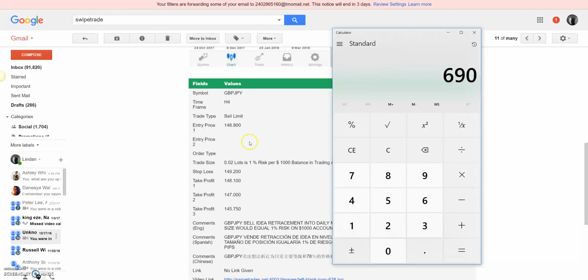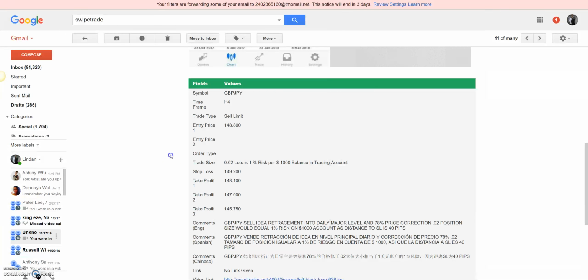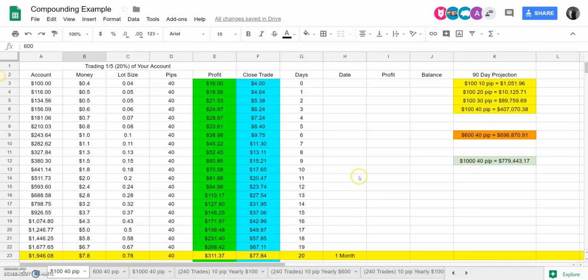148.690. So when this swipe trade comes out, you will put in the entry point, put in the stop loss, ignore their take profits. You would subtract 110 from this 800, and your take profit would be 148.690. That's how you enter it into your MT4. Okay, guys? Very, very simple.